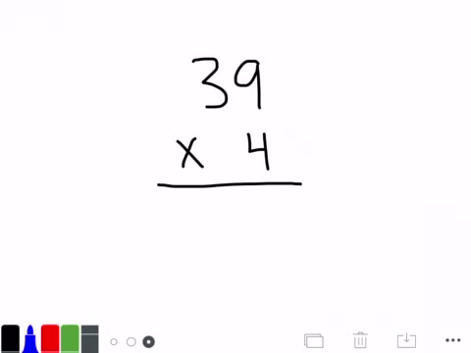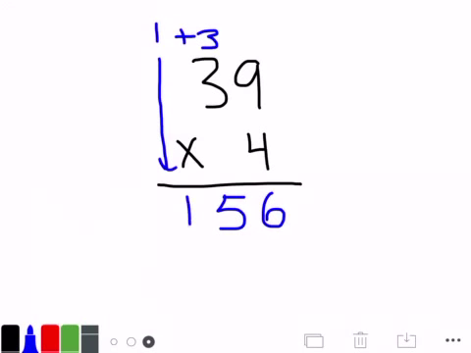Okay. 4 times 9 is 36. Put down my 6 and carry my 3. 4 times 3 is 12, plus the 3 that's up here would be 15. So I put down my 5, carry my 1 to the hundreds place, nothing to hold it up. 39 times 4, 156.